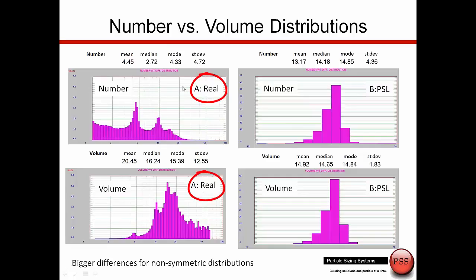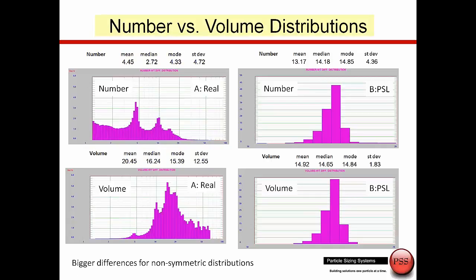But as you have an asymmetric, and in this case a multi-peak distribution, this is the number distribution above and the volume distribution below for a real-world sample. See how the volume distribution appears much larger? It's the same results just presented on a volumetric basis. And as you look at the number mean at 4.45 versus the volume mean at 20.45, you see how different these numbers become.